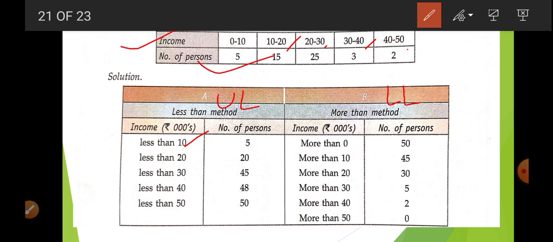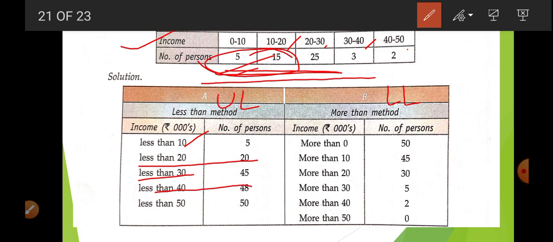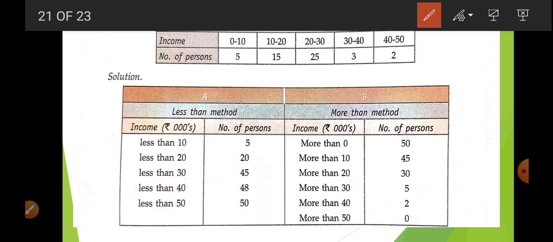Now number of persons, so 5. Less than 20, how many are getting less than 20? 5 plus 15, that is 20. Now less than 30, so we are going to add all these 3. Less than 40, we are going to add all these 4, and less than 50, all 5.